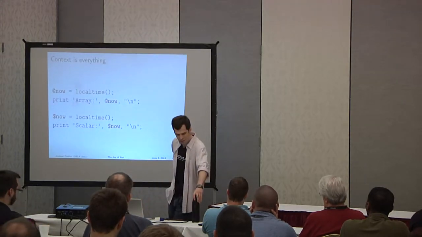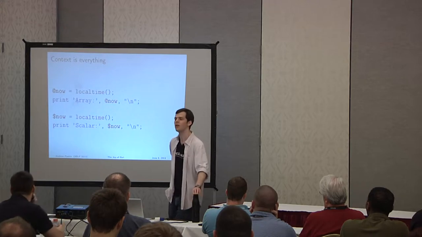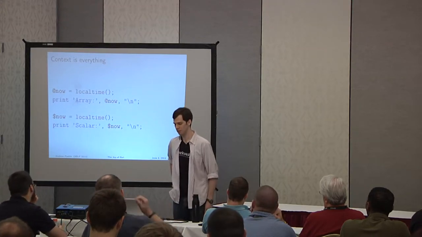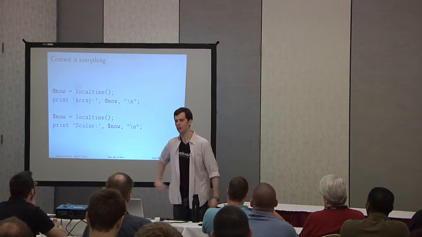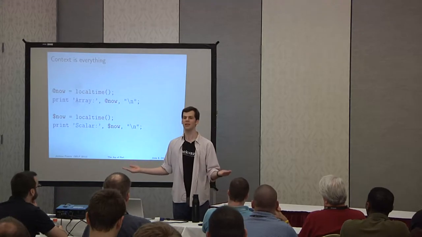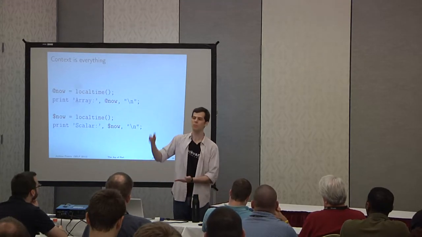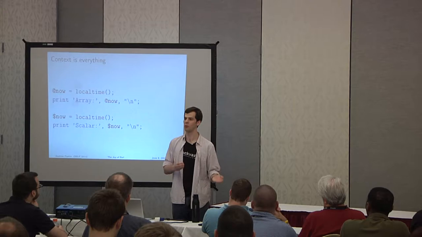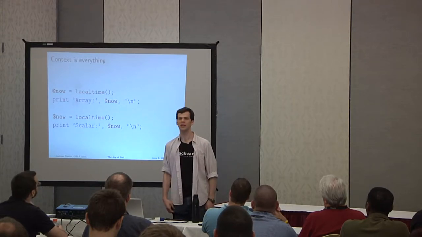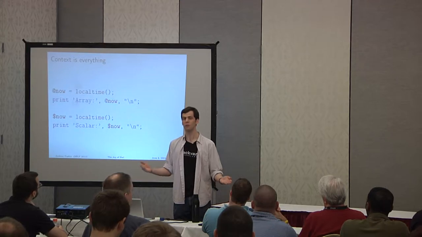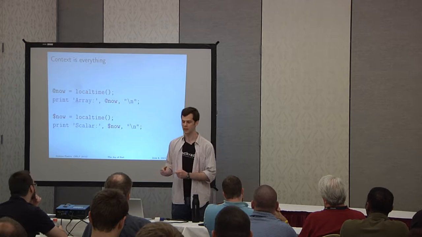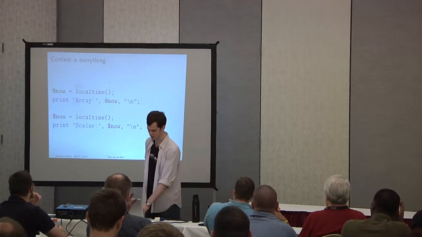Yeah, when you change the context of variables, the compiler knows what context it's in, right? But localtime is a function. This is actually Perl code here, or maybe C, Perl code called from C, or something like that. But how does it know, or how can you write things that are aware of context, like localtime is? Well, there's a function for that.